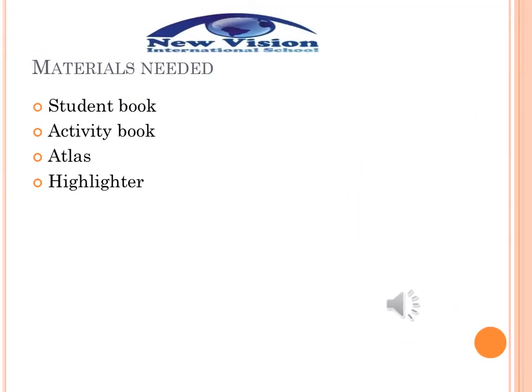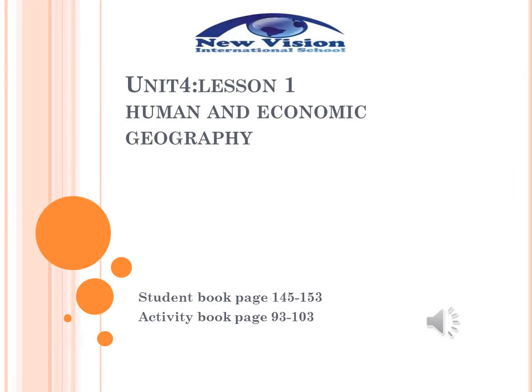At the beginning, please prepare these things and don't forget them. We need class book, activity book, atlas, and highlighter. I'm going to discuss with you Lesson 1, Unit 4, Human and Economic Geography. So please open your student book, page number 145.